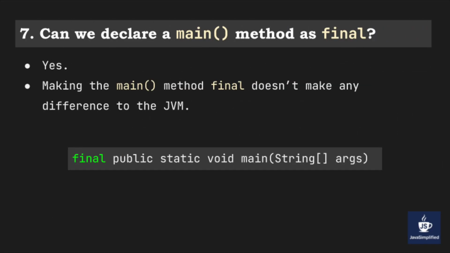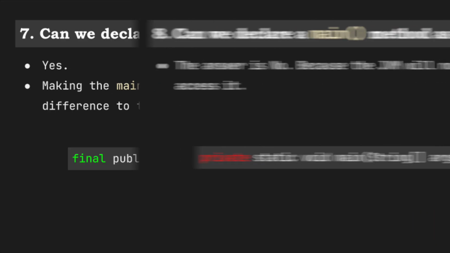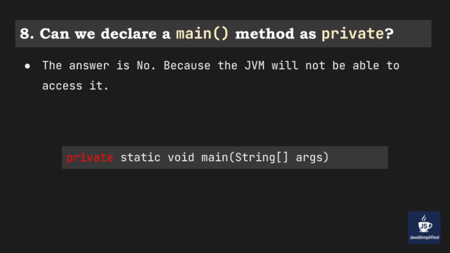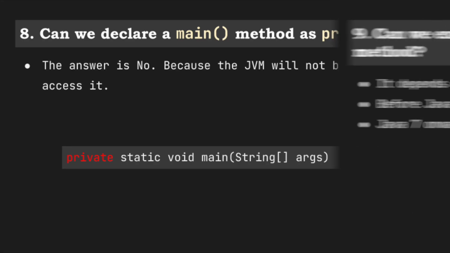Next, can we declare a main method as final? Yes, we can. But it does not affect execution. Making the method final does not make any difference to the JVM while accessing and executing the main method. Our next question is, can we declare the main method as private? The answer is no, because the JVM will not be able to access it.